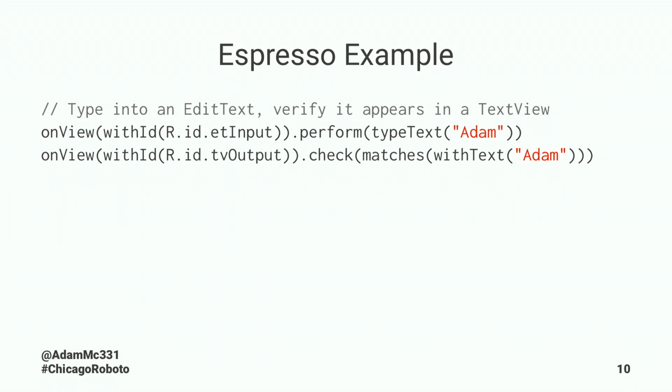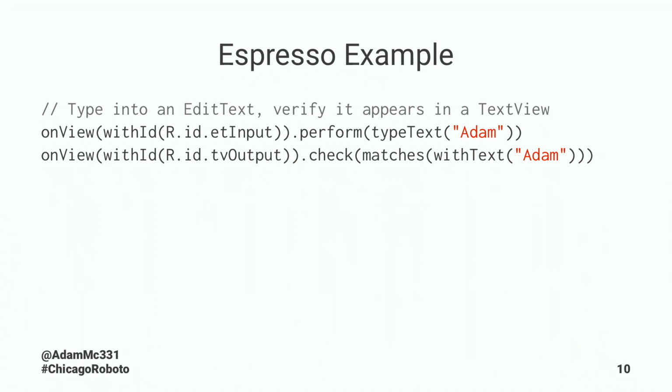Cool. So now the next thing we'll do is call onView for another view interaction, and the matcher here is withId of the output. In this case, we're going to check an assertion, and that time we're going to check that it matches some conditions, and that's withText Adam. So if all of this works, this will be a passing test. I typed in Adam, I see Adam in the output. So that's what you get if you follow through the Espresso docs as they're written.